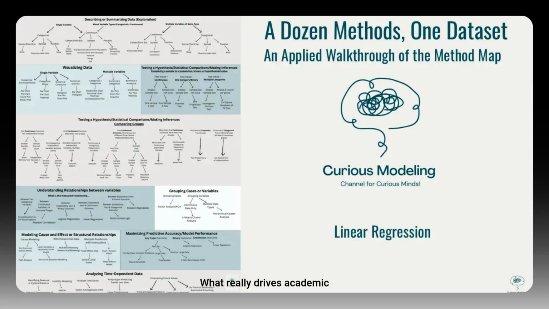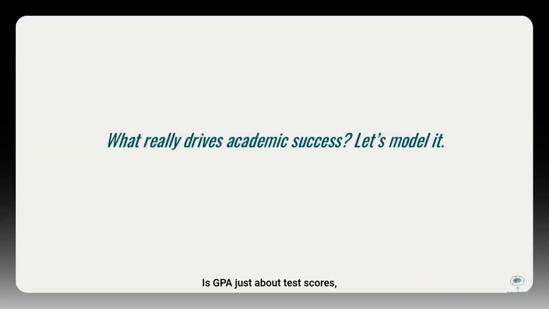What really drives academic success? Let's model it. Is GPA just about test scores? Or does it have more to do with where a student lives, whether they get support, or what kind of background they come from? In this demo, we'll use multiple linear regression to build a model of student success, looking at how different academic, demographic, and support variables combine to predict first-year GPA.